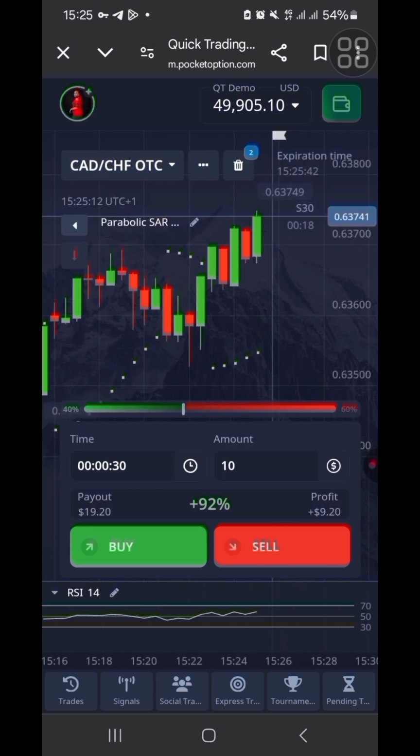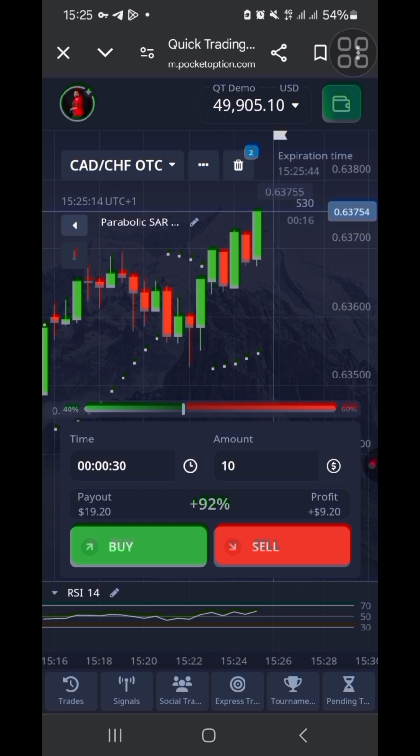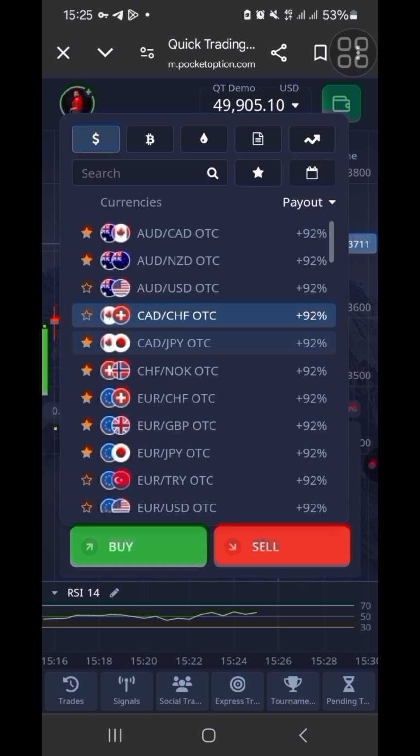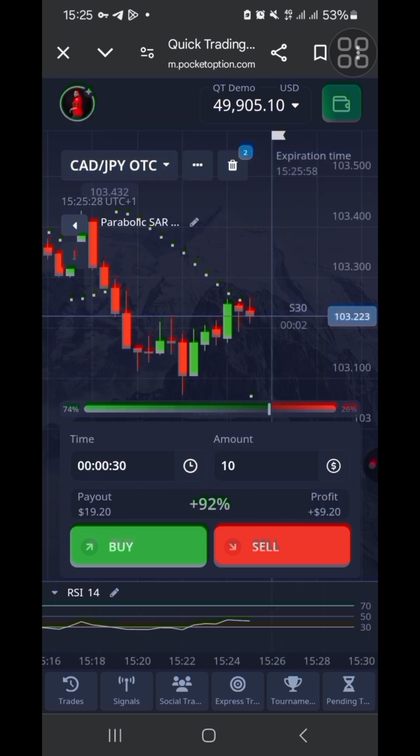After the first dot, we want to trade on the second dot, especially when we see that the parabolic and RSI are in line, showing that the line is going in that particular trend. This is not a good currency pair. So let's look for another one.